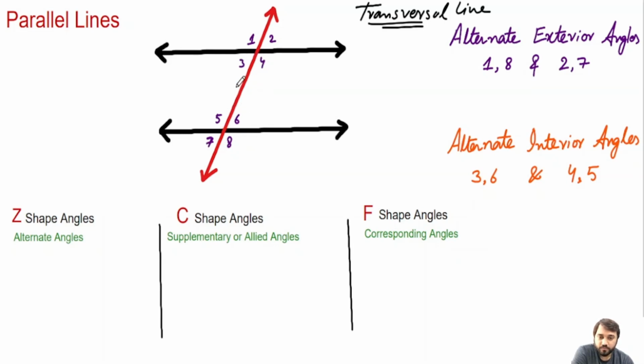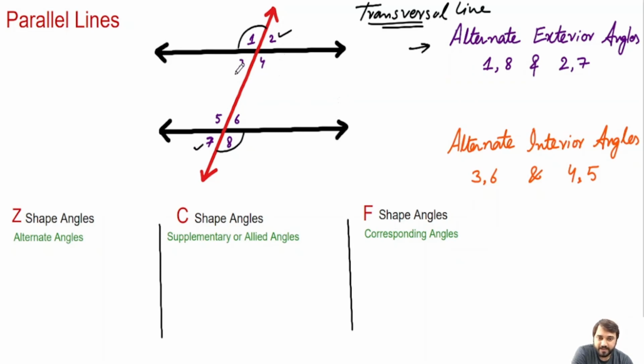Okay, now we should know about the alternate exterior angles. If you are talking about 1, then the alternate exterior angle would be 8, on a different place. That is alternate on a different place. And 2 is also an exterior angle. The alternate would be 7. So 2, 7 and 1, 8 are the alternate exterior angles.